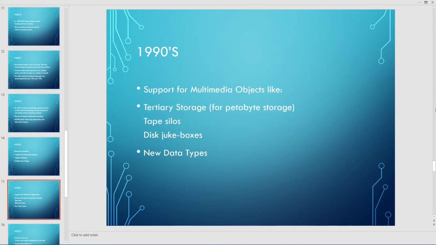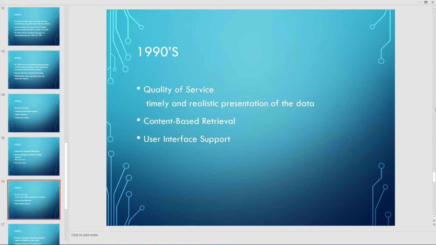The 1990s also saw support for multimedia objects. These objects included tertiary storage for petabyte storage, tape silos, and disk jukeboxes. We also saw new data types emerging in the 1990s. The 1990s also had an improvement of quality of service. This improvement came in the form of timely and realistic presentation of the data. There were also content-based retrieval and user interface support.